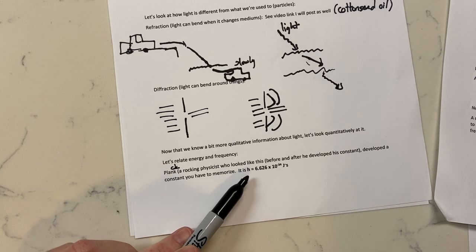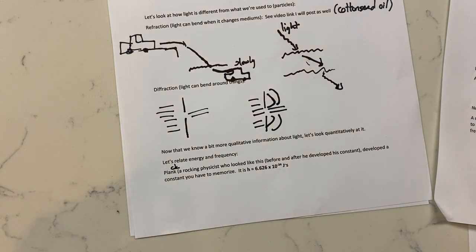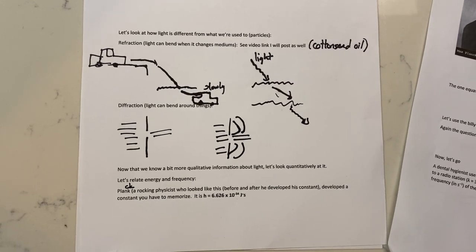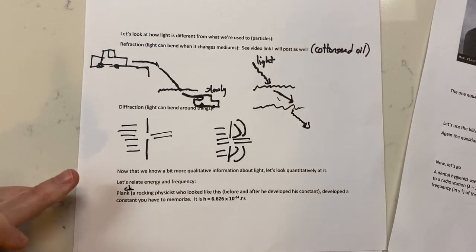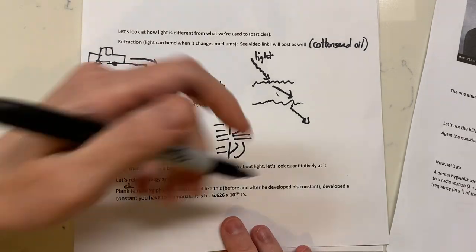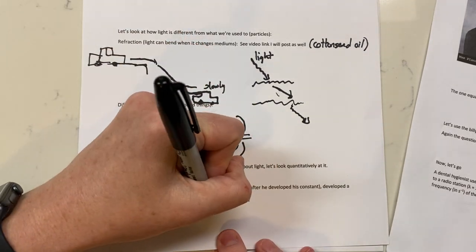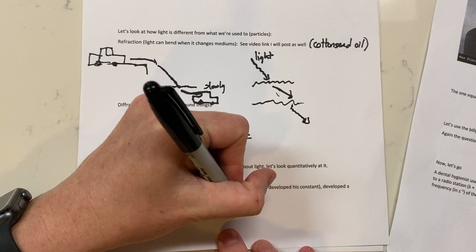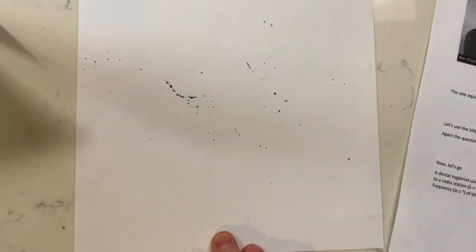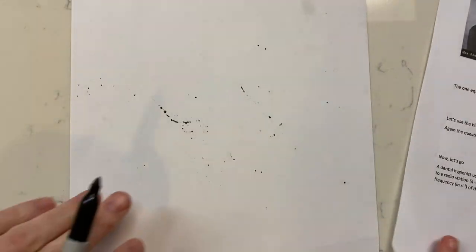And it's h equals 6.626 times 10 to the negative 34 joules times seconds. You will absolutely have to memorize that. So 6.626 times 10 to the negative 34 joules per second. Memorize. We'll get into how to use it here very shortly.